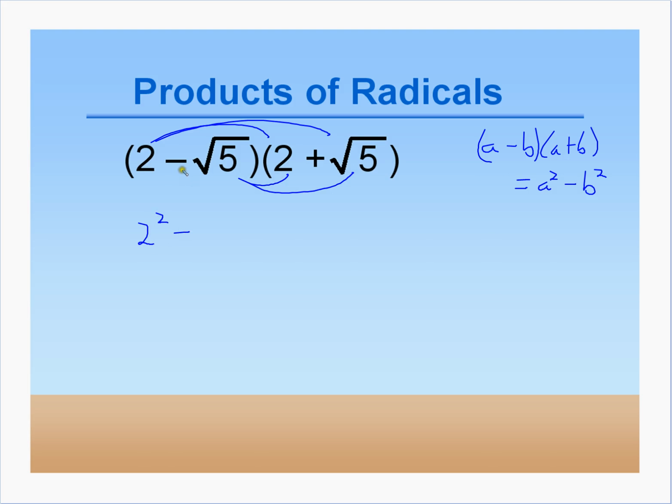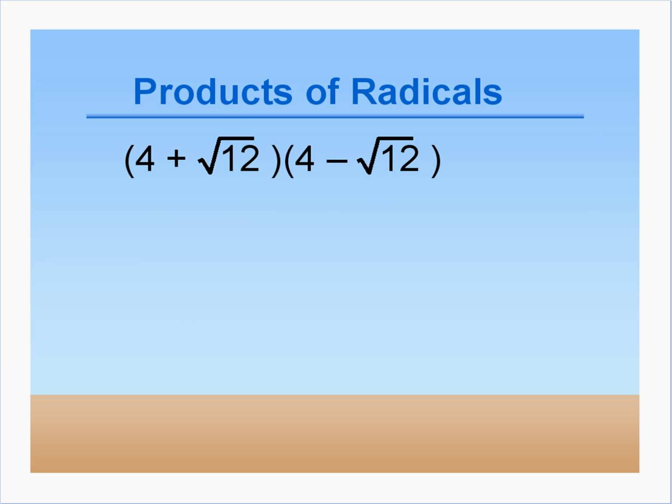minus, so the 2 squared minus the root 5 squared. Well, 2 squared is 4. The square root of 5 squared is just 5 because they're inverses of each other, so minus 5, and we get negative 1. And again, you could multiply that out and add like terms and you would still get that negative 1.